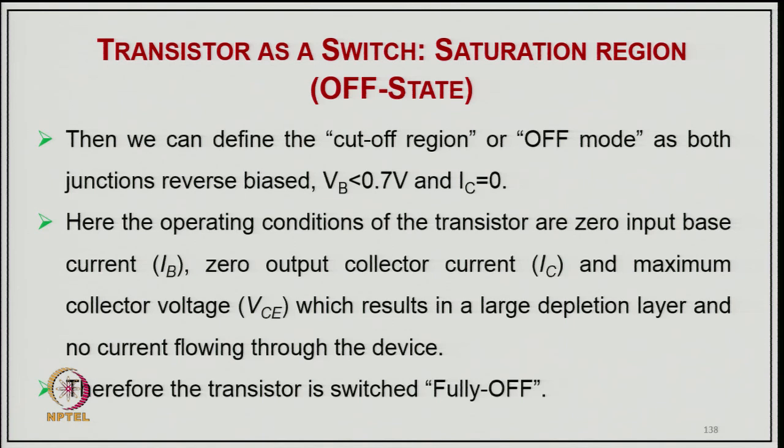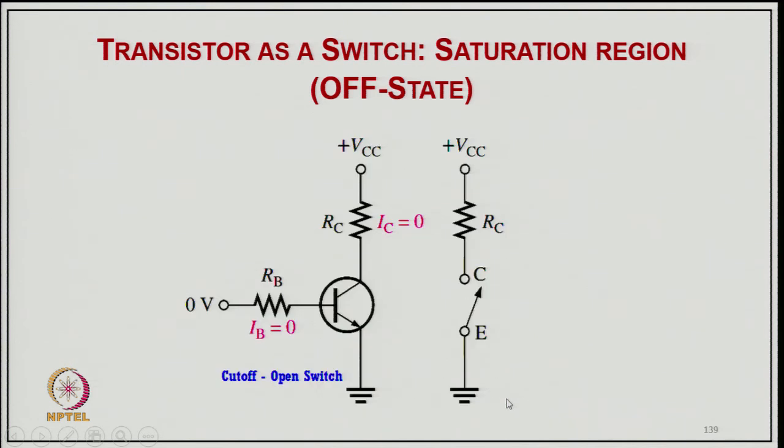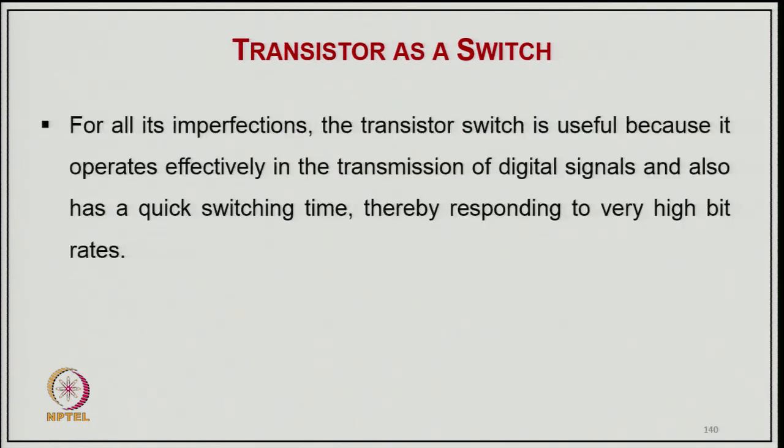Hence, the operating conditions of the transistor are: input current is 0, output collector current is 0, and the collector voltage is maximum, which results in a large depletion layer and no current flow through the device, and therefore the transistor is considered fully switched off. This is the condition when base current is 0, collector current is also 0, and this is considered an open switch. So, open means cutoff and saturation means a closed switch; we are using this a lot in electronic circuits and power electronic circuits as a switch.